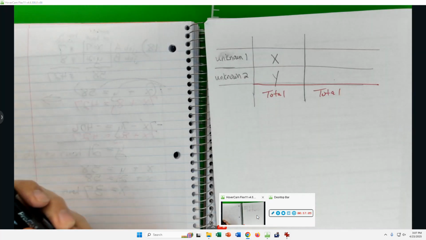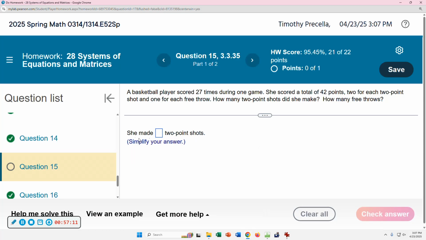What are the unknowns? A basketball player scored 27 times during one game. She scored a total of 42 points. She got 2 points for each 2-point throw and 1 point for each free throw. How many 2-point shots did she make? How many free throws did she make? What am I going to write?